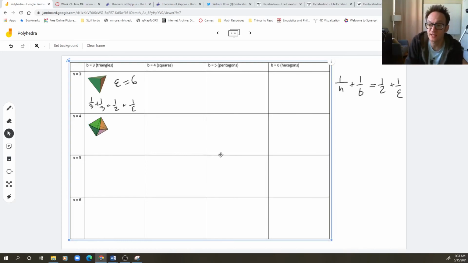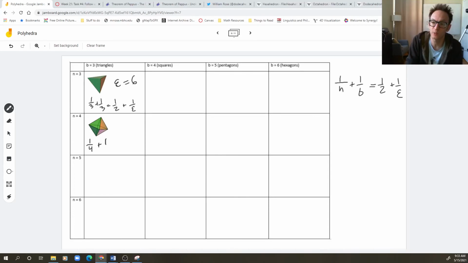And with this octahedron now, what do we see? We see that n is 4, so that's 1/4 plus 1/3 equals 1/2 plus 1 over epsilon. Now we just do a little bit of arithmetic. What's 1/4 and 1/3? It's 7/12. So minus 6/12 is 1/12. So in fact, I've just now proven to you that an octahedron has 12 edges. It's pretty exciting.